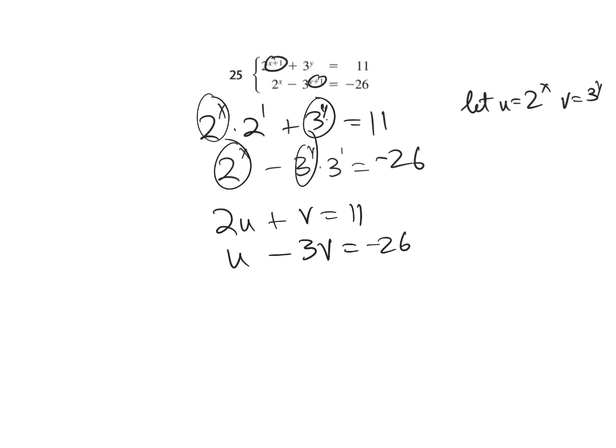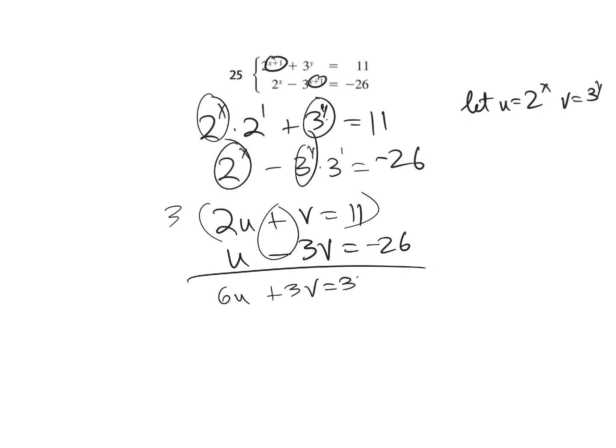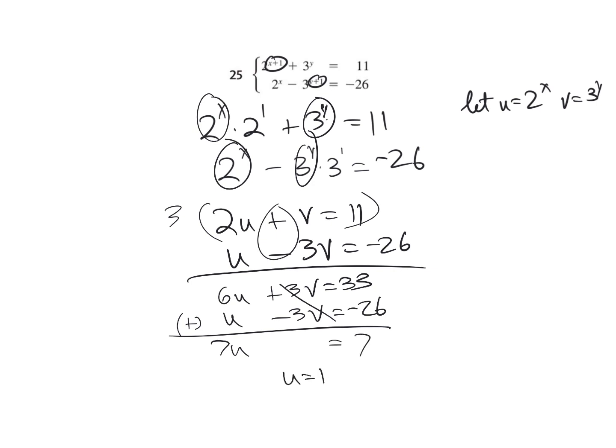So let's solve this one. Let's multiply the top by 3 because you have opposite signs. So 6u plus 3v equals 33, and u minus 3v equals negative 26. Add, 7u equals 7. So u equals 1. Again, we use this equation. 2 times 1 plus v equals 11. Subtract 2 and we get 9. Well, u is 2 to the x. So 2 to the x equals 1.